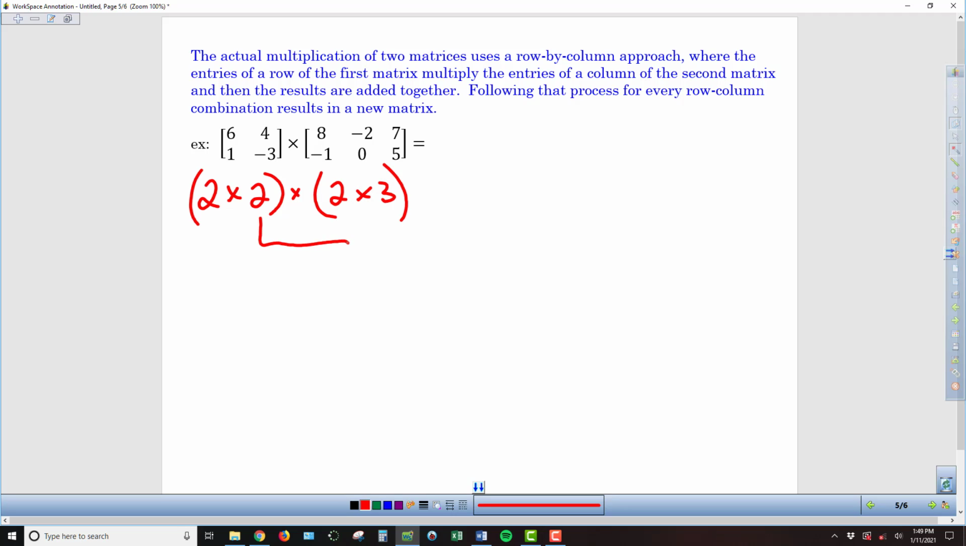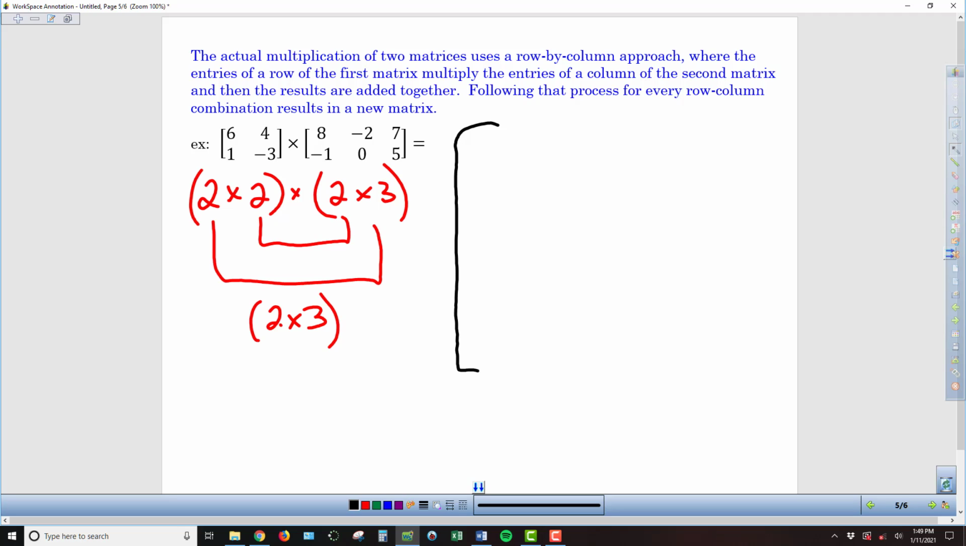So I've got a match on those inner dimensions, so that means my resulting matrix will be these outer dimensions, so I'm going to end up with a 2 by 3 matrix when I'm all said and done here. So what I'm going to do is build kind of a giant template here for a 2 by 3 matrix. And so what I'm going to have here is kind of 3 blanks.